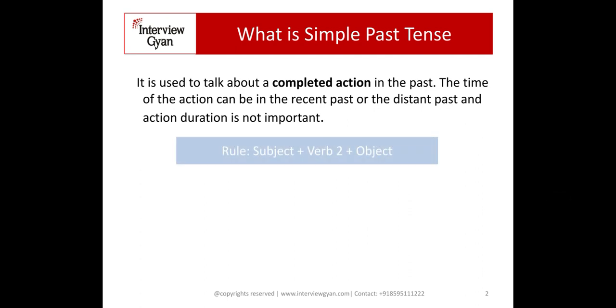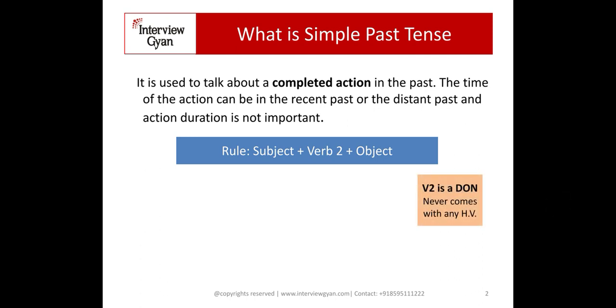Let's see the rule of this tense. The rule is subject plus second form of main verb plus object. We need to fix here itself that in the past indefinite or simple past tense, second form comes alone. It doesn't come with any helping verb. So we can remember it like this, that V2 is a don. It comes alone. It never comes with any helping verb.